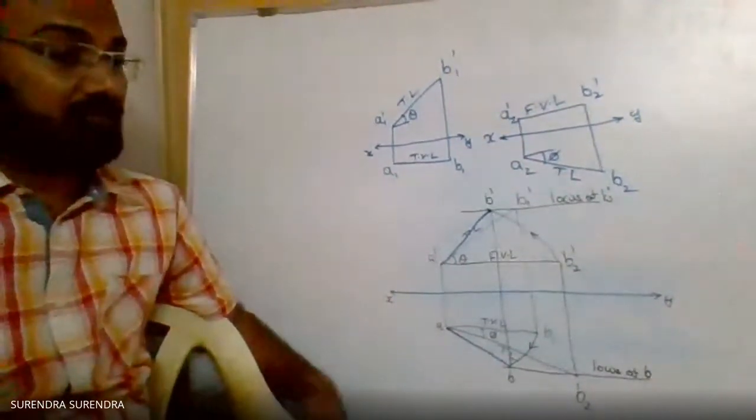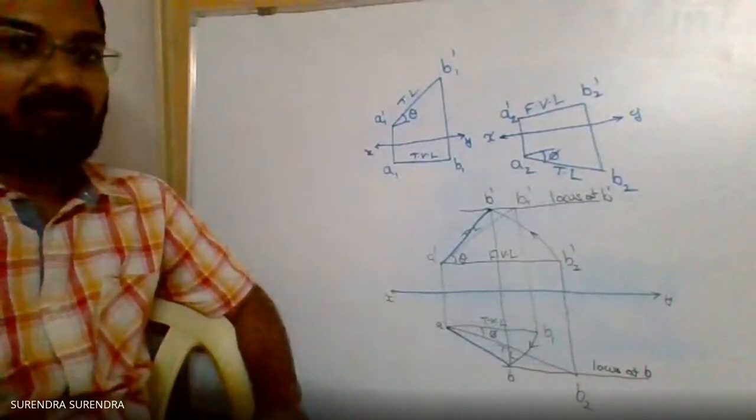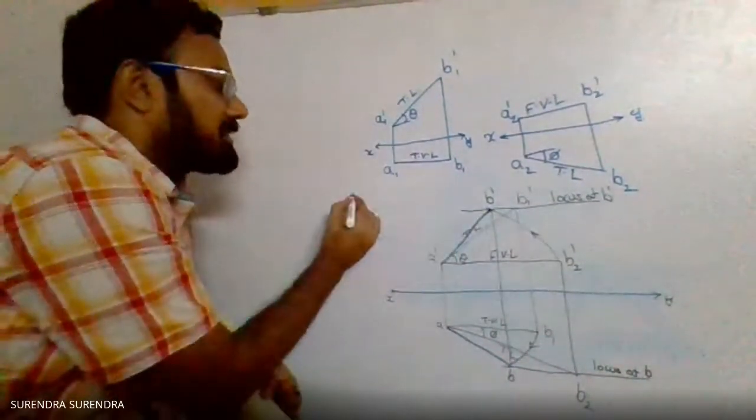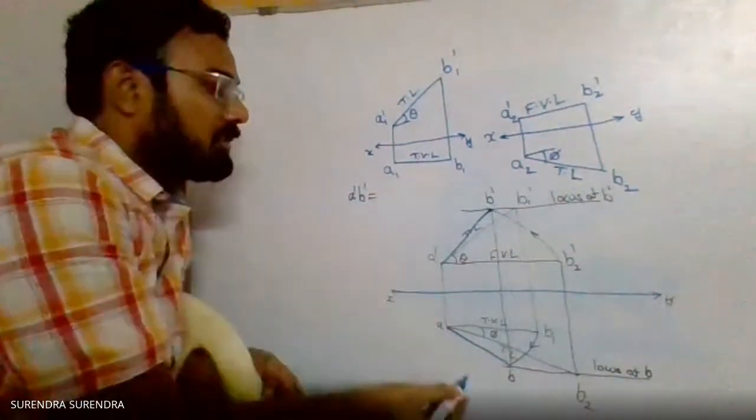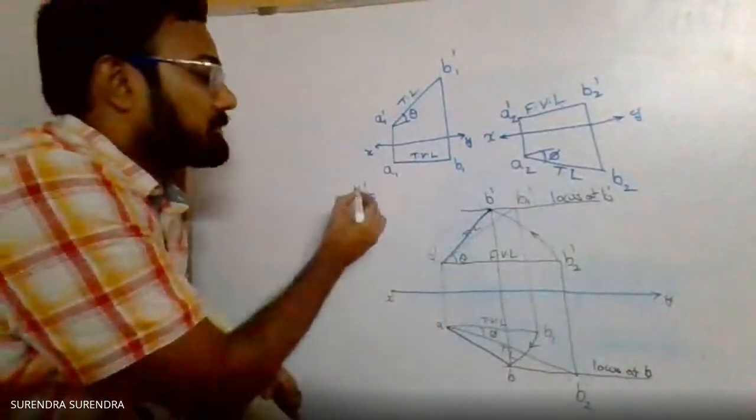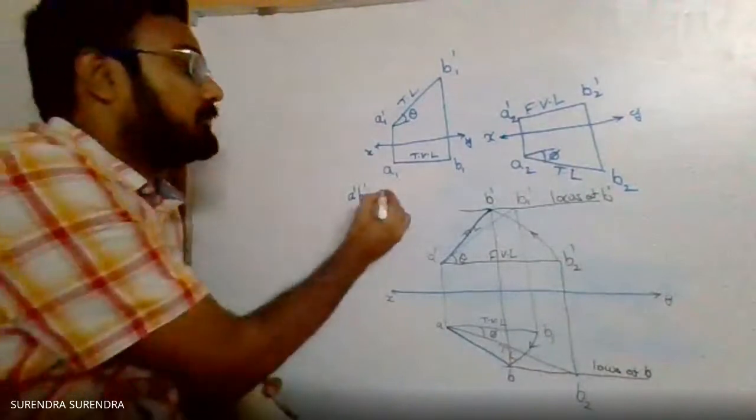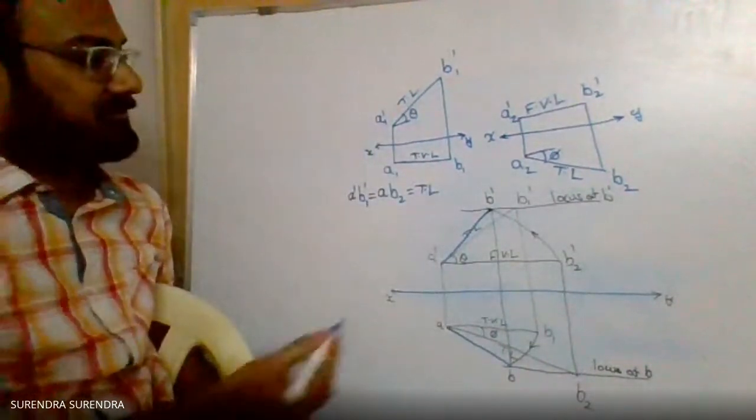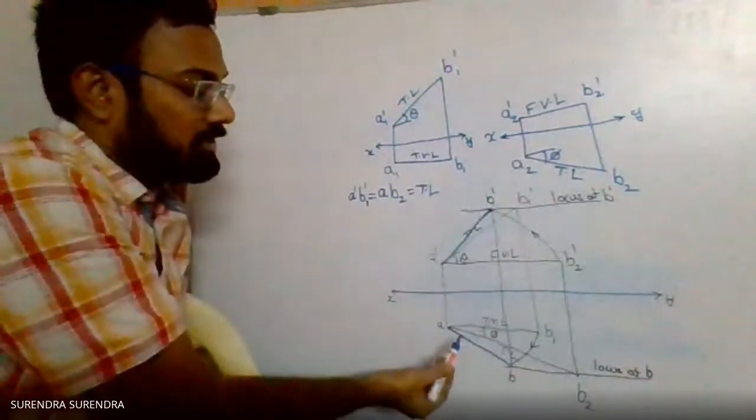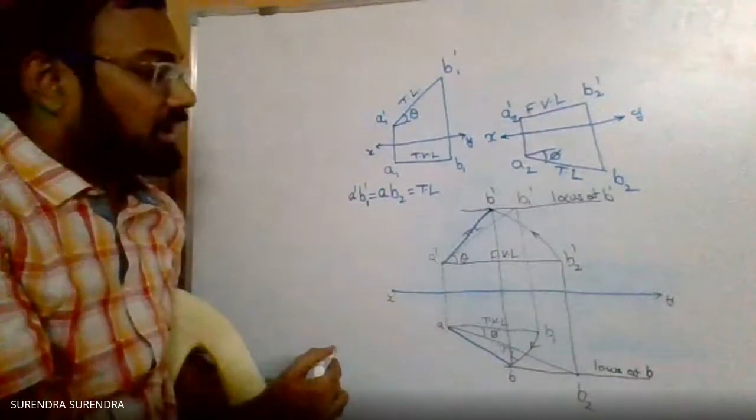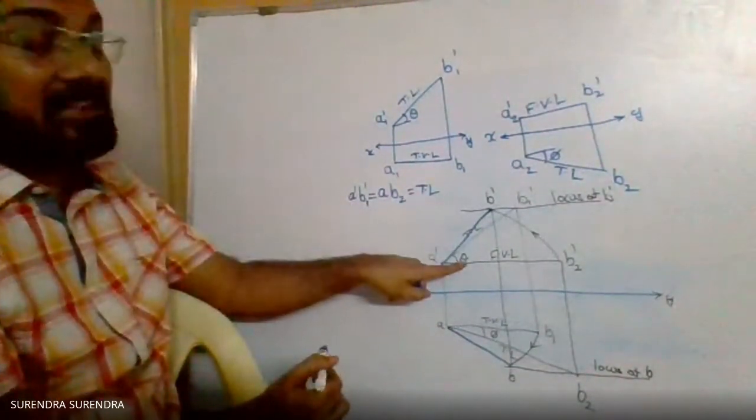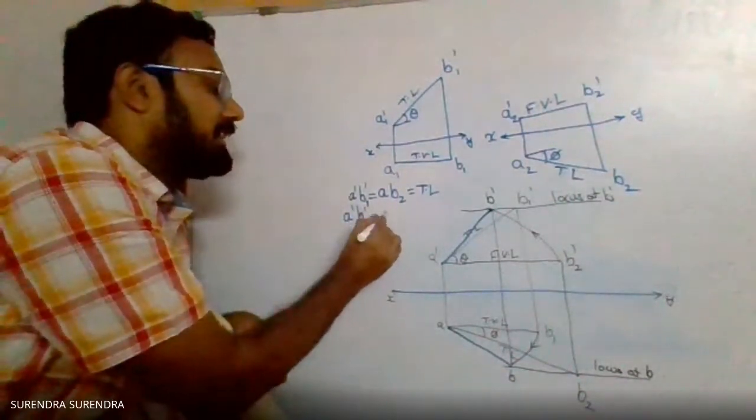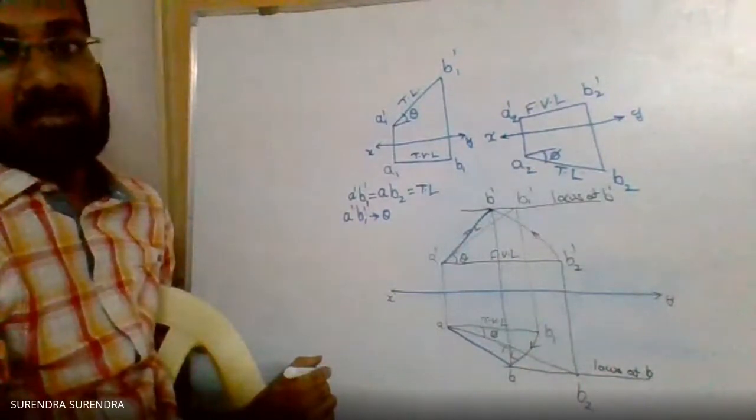Now, if you observe on this figure, what are the true length values? True length, A dash B1 dash. A dash B1 dash is also equal to A B2. It is the true length of the line. Already we indicated A dash B1 dash true length, A B2 true length. And A dash B1 dash is inclined with an angle theta with XY. Theta is the inclination with the horizontal plane.